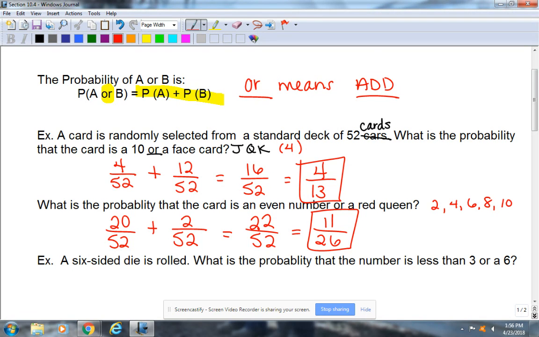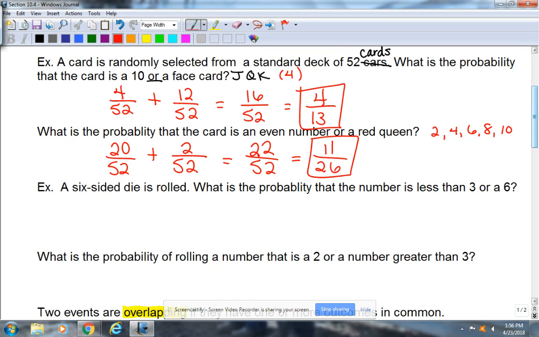Okay. So let's talk about dice. Actually, we're going to talk about one die. Yeah. Don't say anything incriminating.